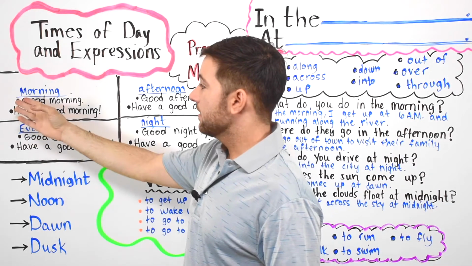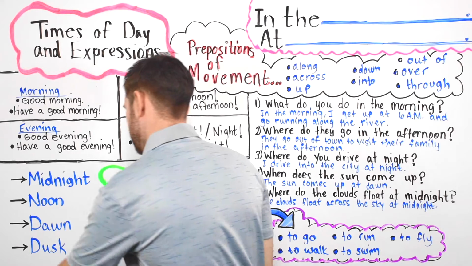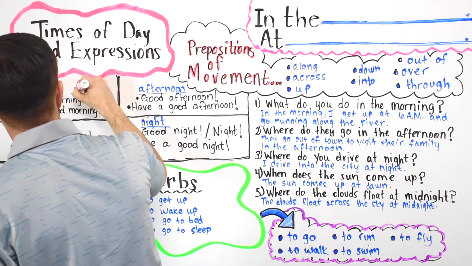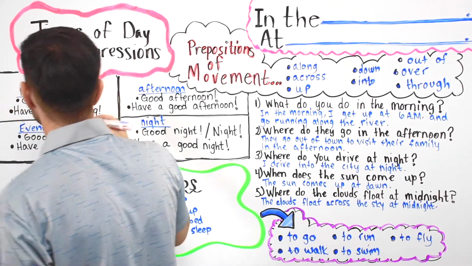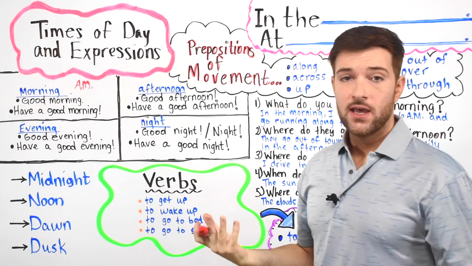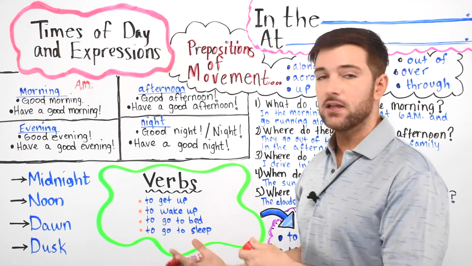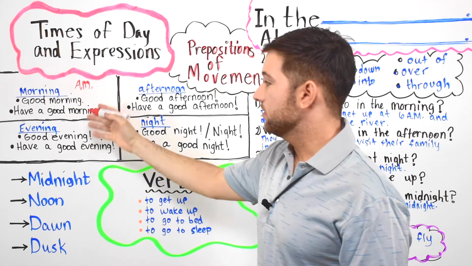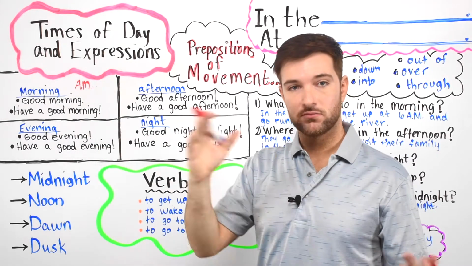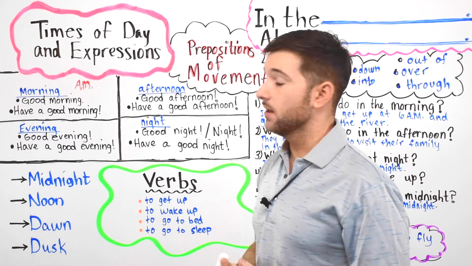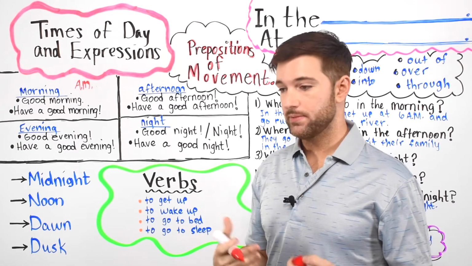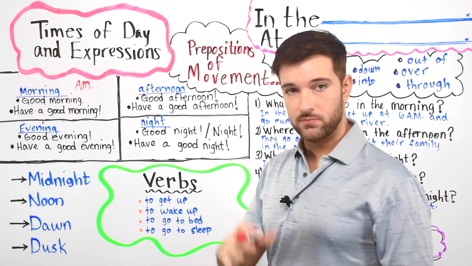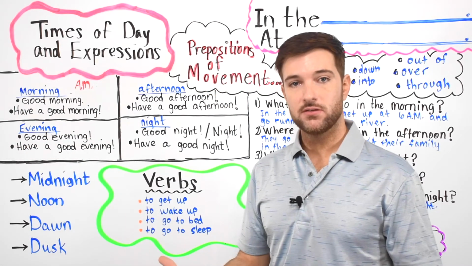Now, the first time of day is morning. Remember, when we have AM, that usually represents morning, okay? AM is the morning. And when you want to say hello to somebody, oftentimes in the morning you can say good morning, right? But when you want to say goodbye to somebody or bid somebody farewell, you say have a good morning, okay? Goodbye, have a good morning, see you later.